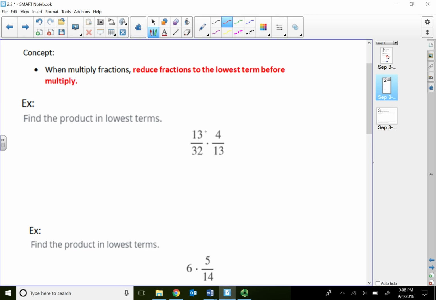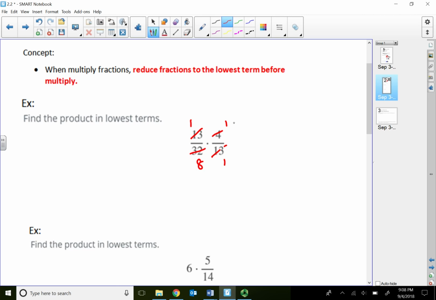I see 13 on top, which can reduce with the 13 in the bottom by 13 itself. That will leave me with 1 and 1. Let me put red. I've got 4 on top, which can reduce with the 32 in the bottom by 4, because I know 4 will go into 32 evenly. So that'll be 1 and 8.